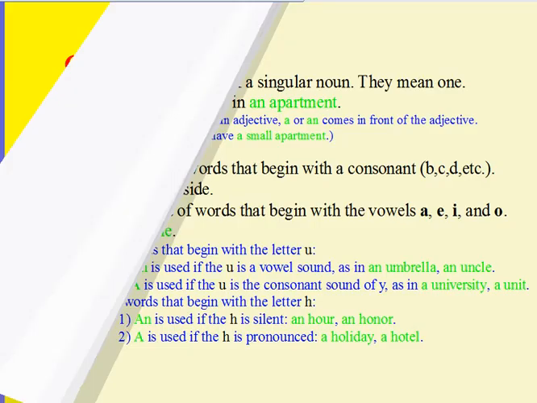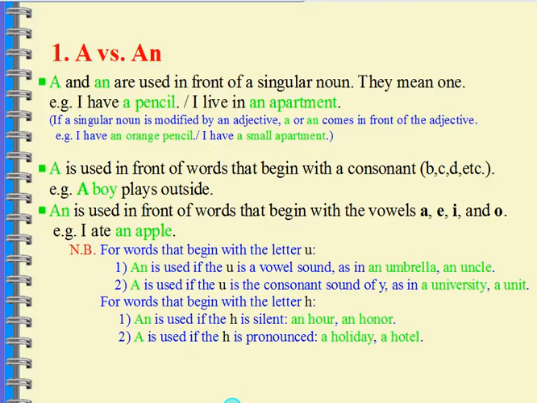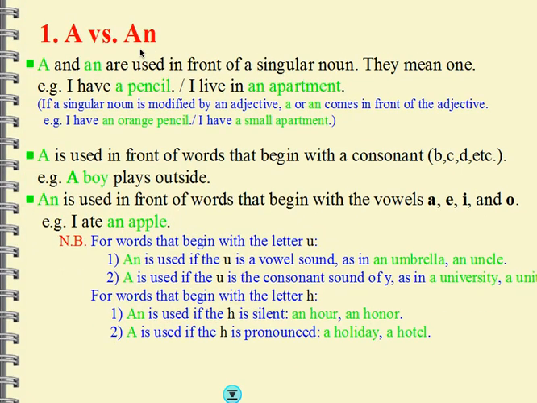Starting with subtitle 1. The article a versus an. The articles a and an are used in front of a singular noun. They mean one. Example, I have a pencil, I live in an apartment. A pencil shows one, singular. An apartment shows one apartment, singular.